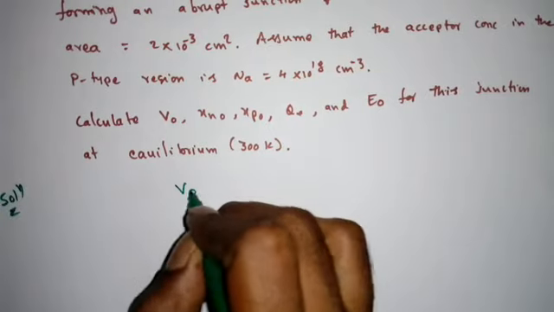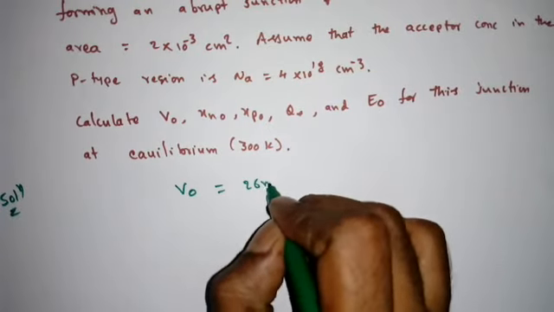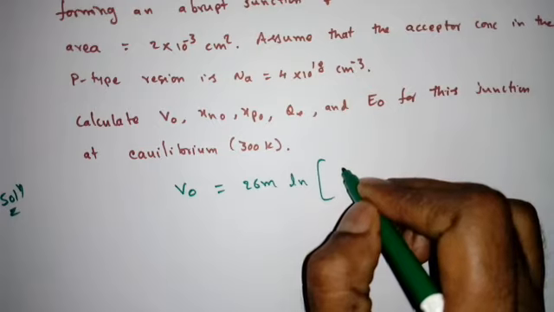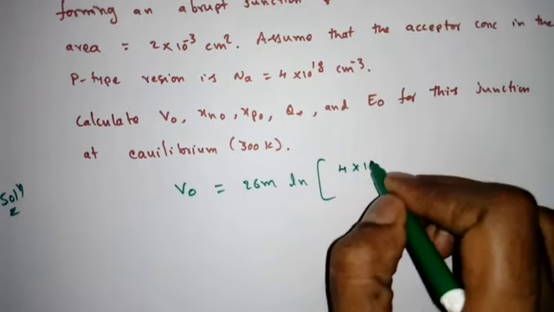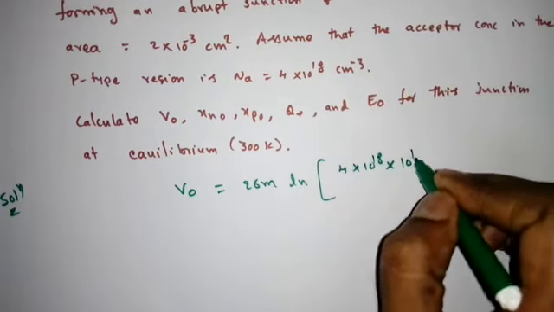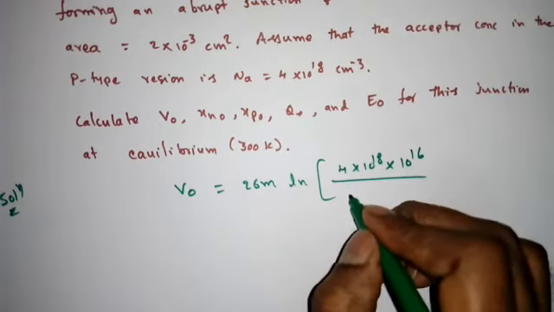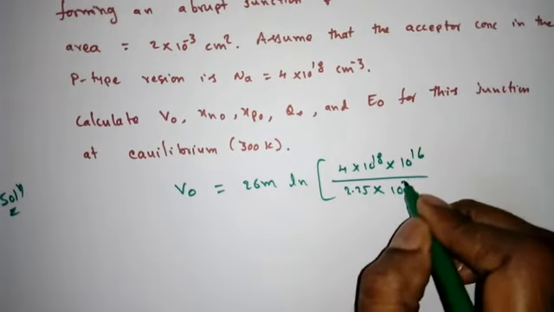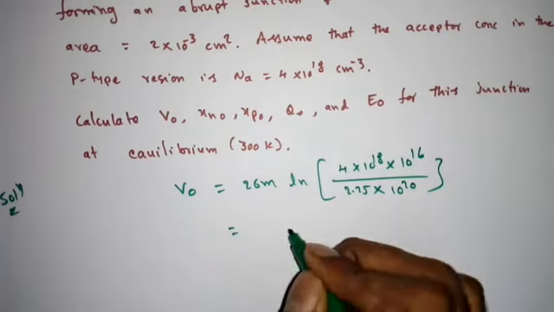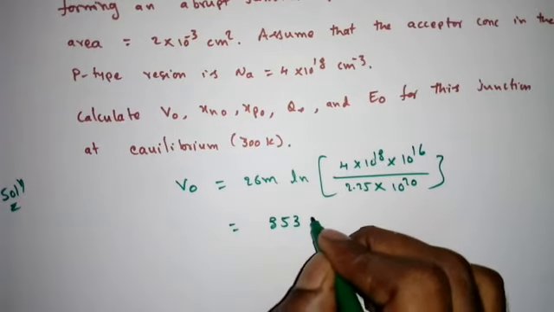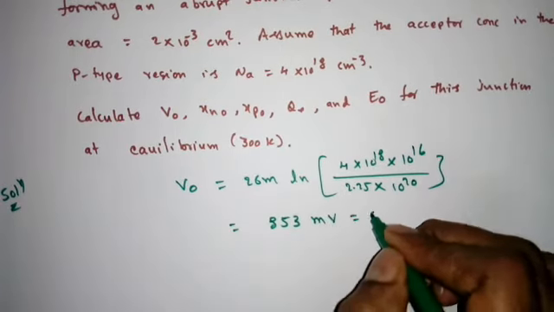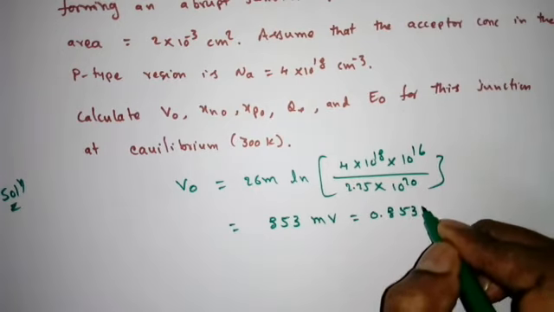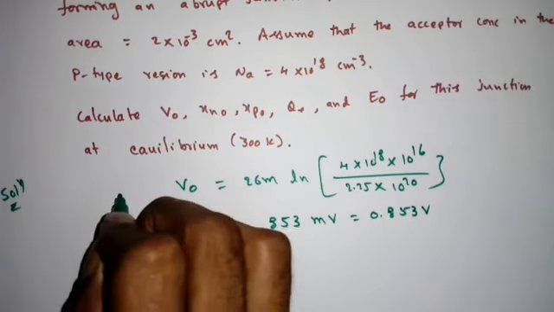So first we need to find V naught, which is 26 milli ln Na 4 into 10 to the power 18 into Nd 10 to the power 16 by Ni square, 2.25 into 10 to the power 20. So this will come out as 853 millivolts. You can verify, or simply 0.853 volts. This is the V naught.